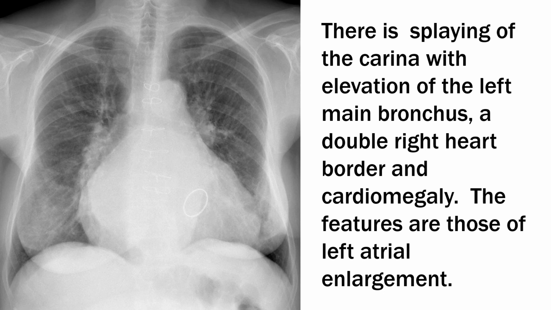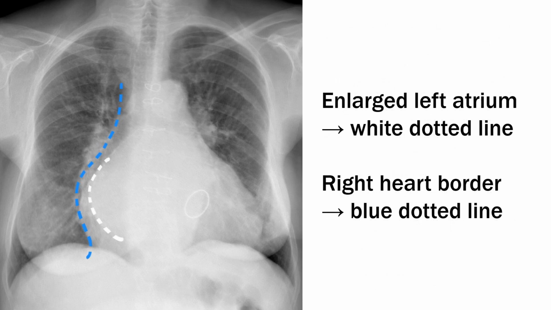In this X-ray, there is splaying of the carina with elevation of the left main bronchus, a double right heart border, and cardiomegaly. The features are those of left atrial enlargement. Although the entire heart is enlarged, a double contour is seen through the right side of the heart. The more medial line is the enlarged left atrium, shown with a white dotted line, and the right heart border is more lateral, shown with a blue dotted line.